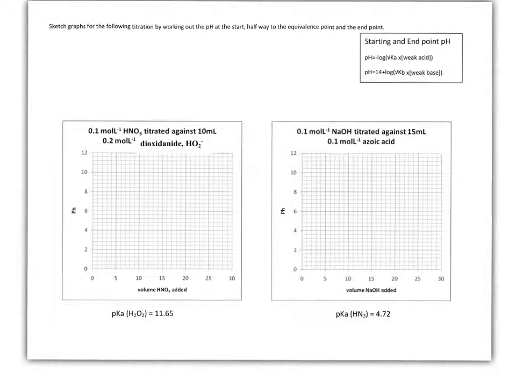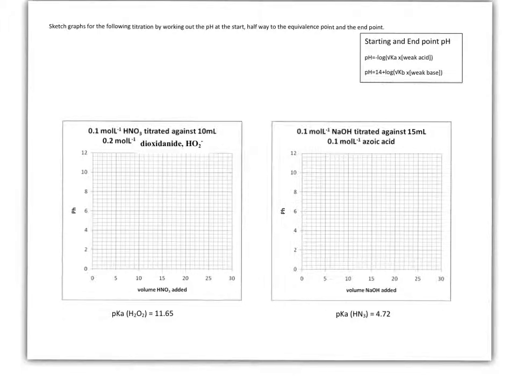Right, I'm just going to work out the pH for the graph on the left. I'm going to work out the pH at the start, the halfway, and the equivalence point. The pH at the start is worked out by calculating the pH of the starting weak acid or weak base.